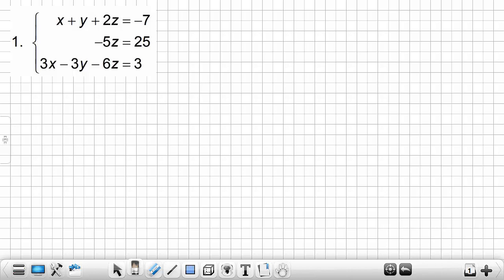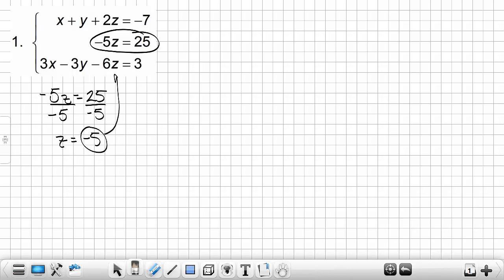Number 1, since it's by substitution, we look for that easy equation. It's fairly simple to see. It's that middle one. So we're going to solve that one for z. Negative 5z is equal to 25. Divide both sides by negative 5. And I get z is equal to negative 5. I'm going to take that and plug it in to my first and my third equations.